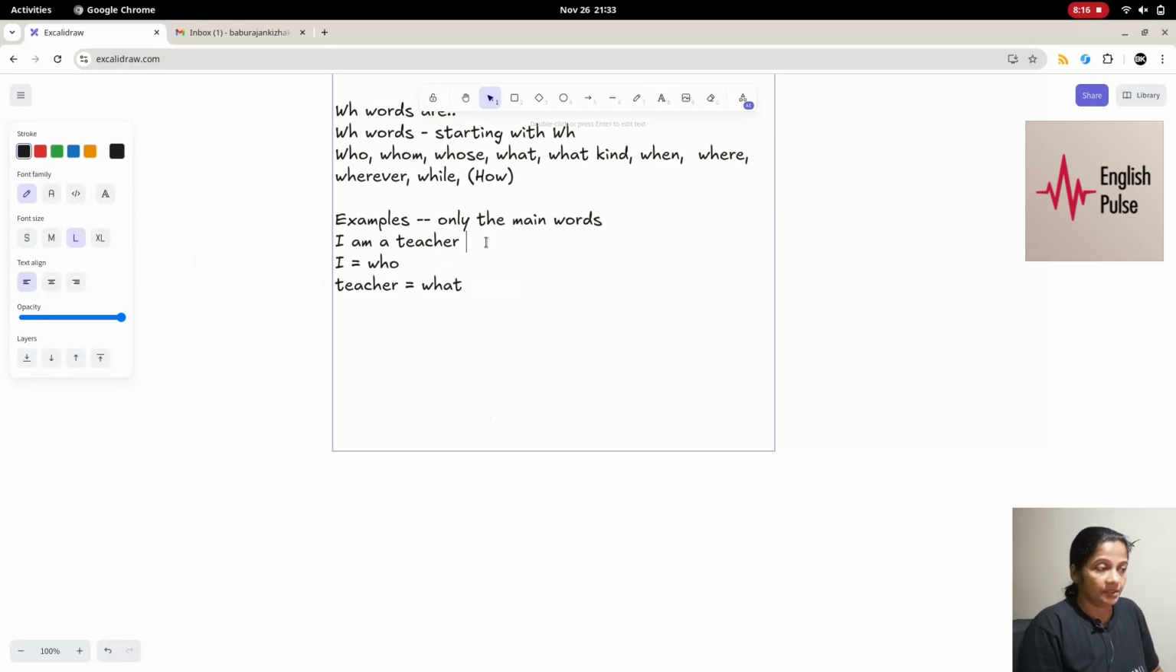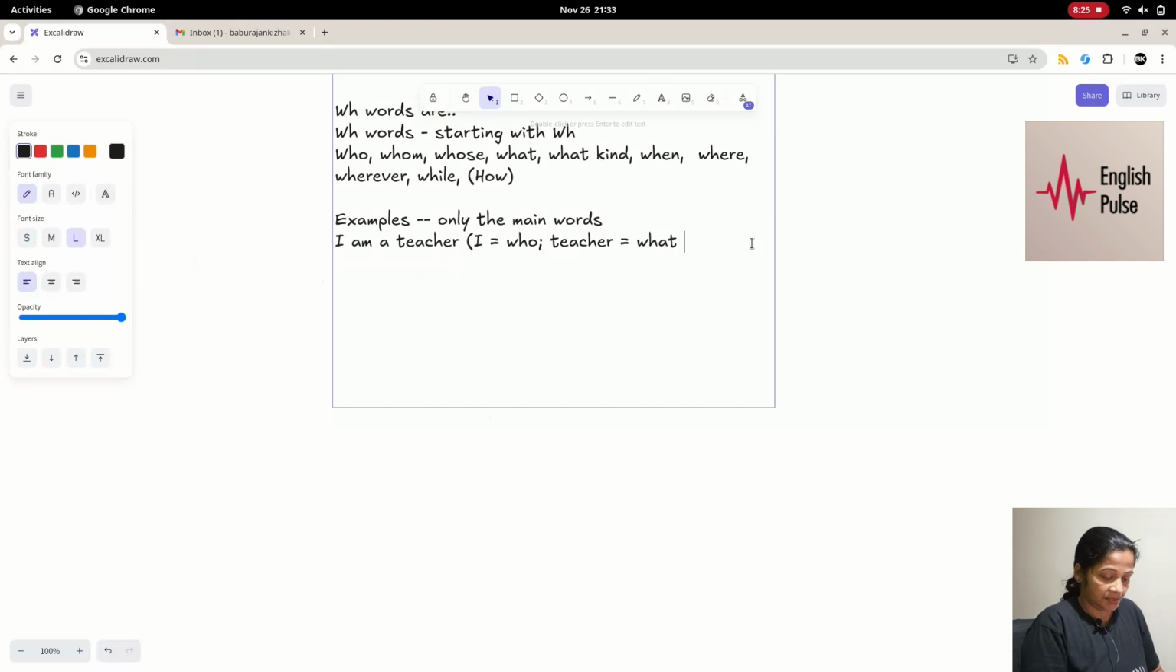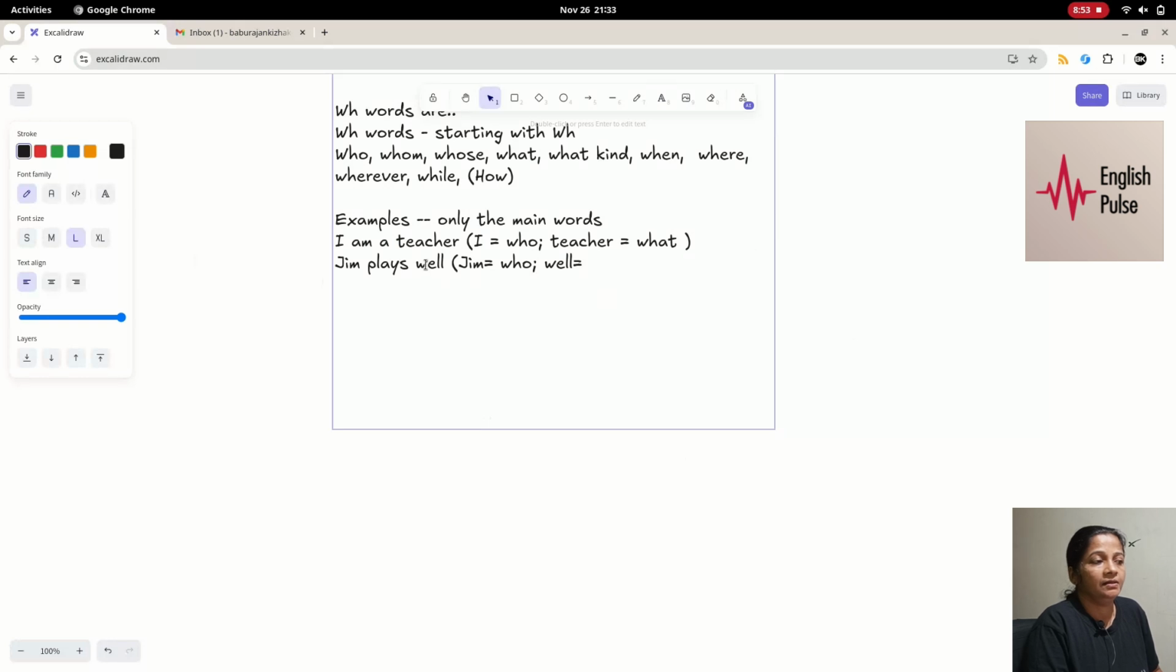Now another sentence. In I am a teacher, you identify I as who, then teacher as what. Now I am saying: Jim plays well. Start identifying. Jim, again who. Plays is the verb, the action verb. We are not talking about verbs here. So next, well. What is well? You know the meaning. Jim plays well. So what is well here?